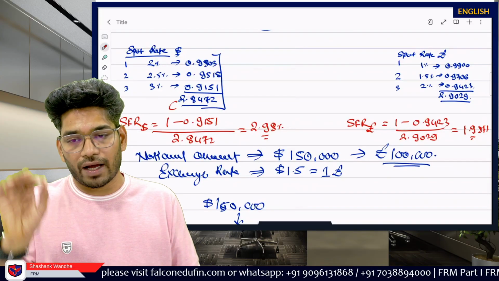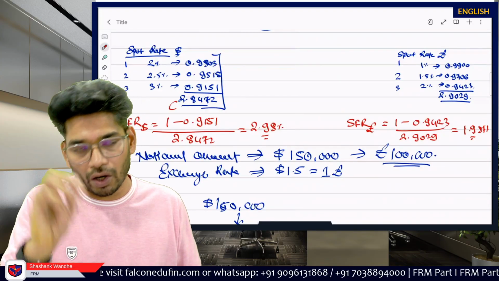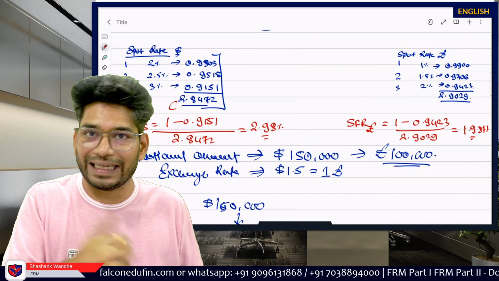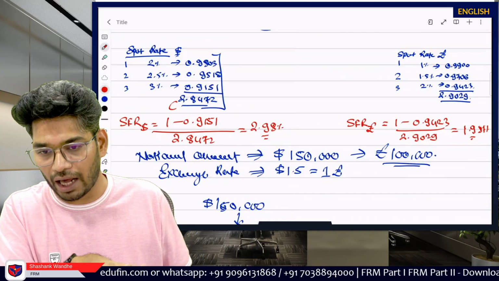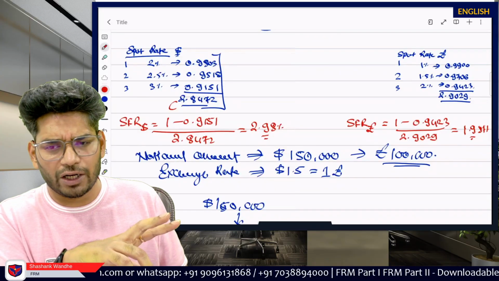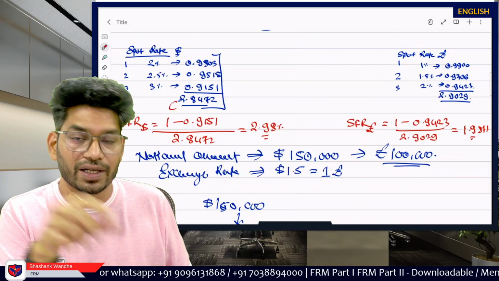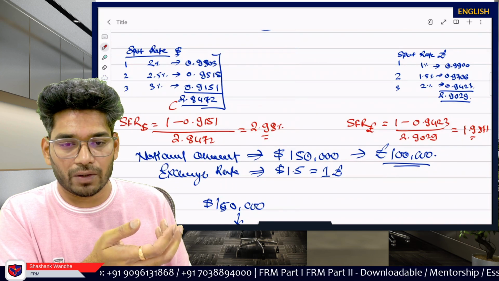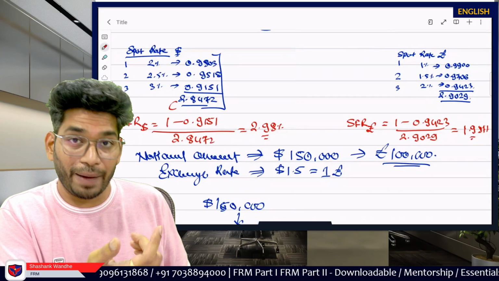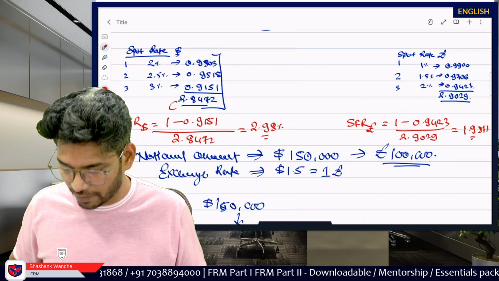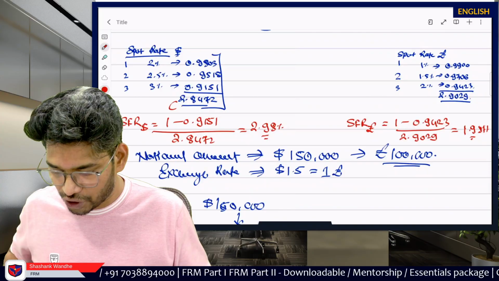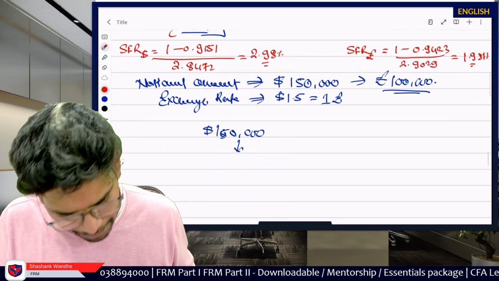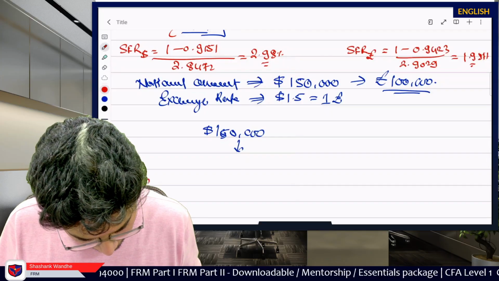Once you have the SFR, this is the liability or the investment return you will get. Okay, so in our case, because you are giving the dollars, you will receive 2.98% on the dollar part, and because you are getting the pounds, you are going to pay 1.987% on this. Now the first question: what is the amount to be paid?